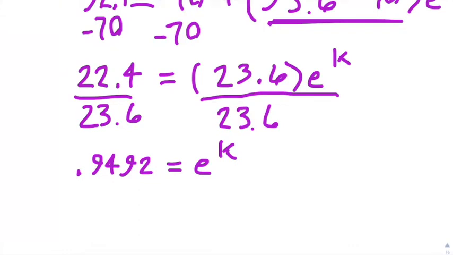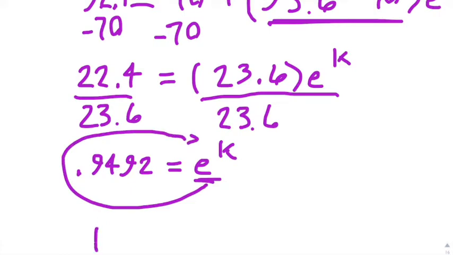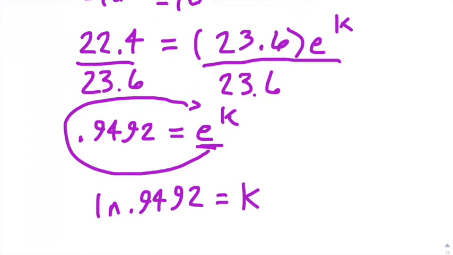Okay. Now after this, we're going to switch this to log form. So you have log base e, which is a natural log. So we'll go natural log of 0.9492. And apparently that is equal to the k. We don't have to worry about dividing anything here. So I'm just going to hit natural log of that decimal.